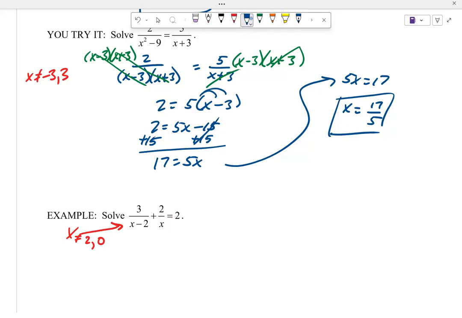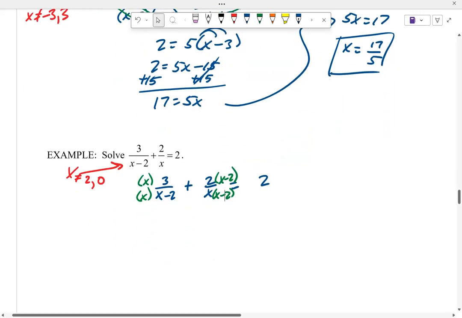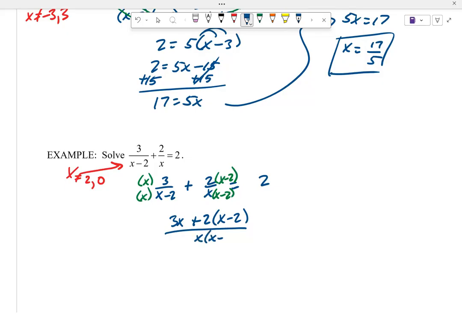But I don't have a common denominator yet, so I've got to get a common denominator on this left-hand side. The right-hand side with 2 is fine. So let's give this an x and an x. Let's give this one an x minus 2 and x minus 2. And then we'll have one rational expression on this left-hand side. This is all over x times x minus 2.